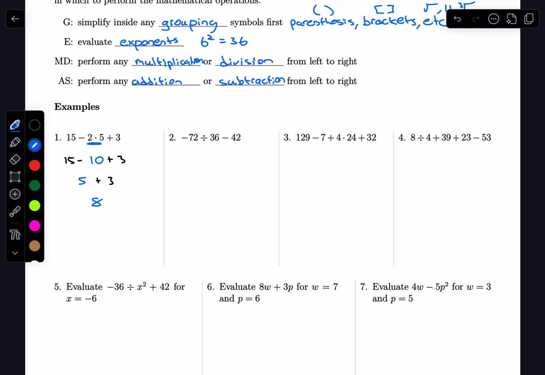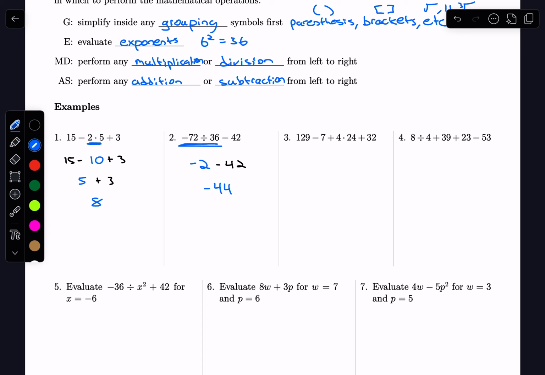We don't have any grouping symbols or exponents, so we skip those two, but we do have division. So the first thing we're going to do is simplify this division here. Negative 72 divided by 36 is negative 2, and we still have a minus 42 there. So then we just have subtraction left from left to right. Negative 2 minus 42 is negative 44.